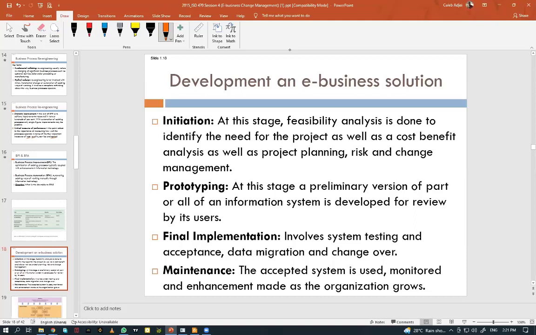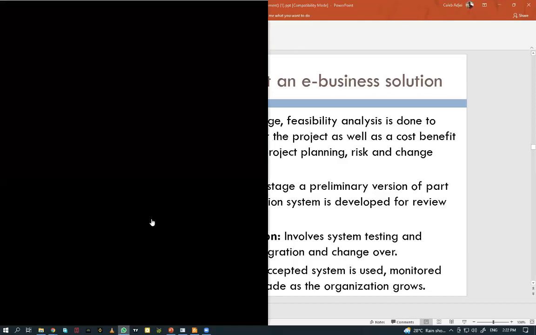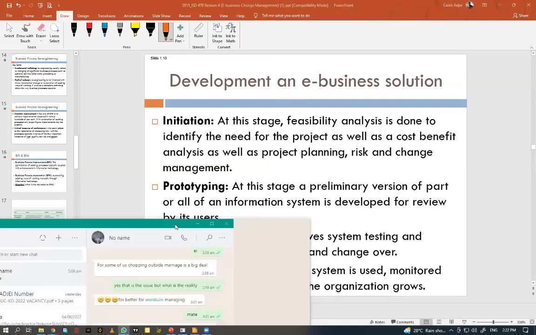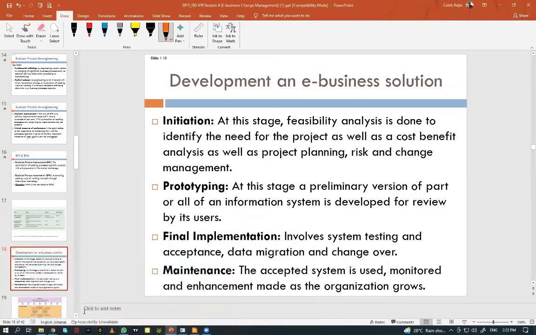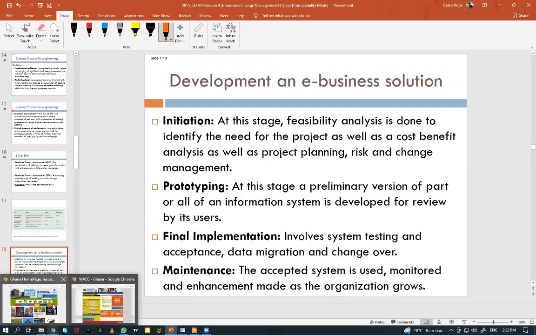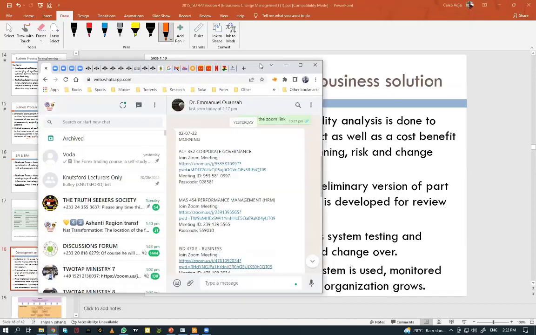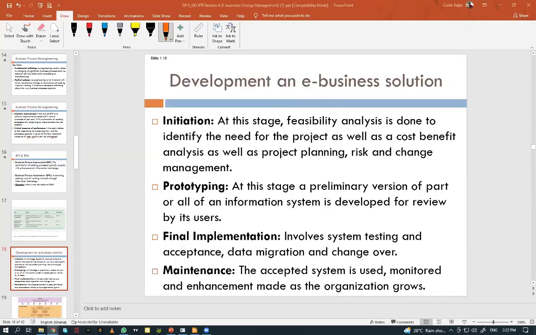Okay, somebody says hospitality students have a class at 2. Okay, let me quickly show you the assignment, talk about the assignment so that our people who are going for the hospitality class can go when it's time. Let me quickly show you the assignment.